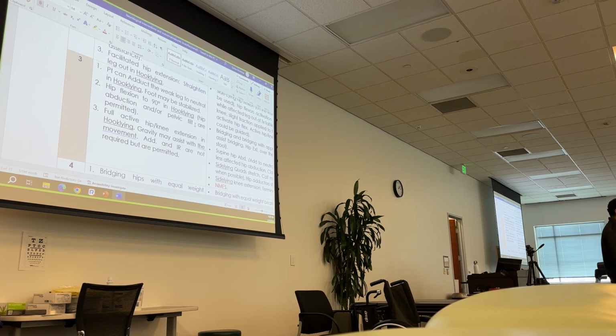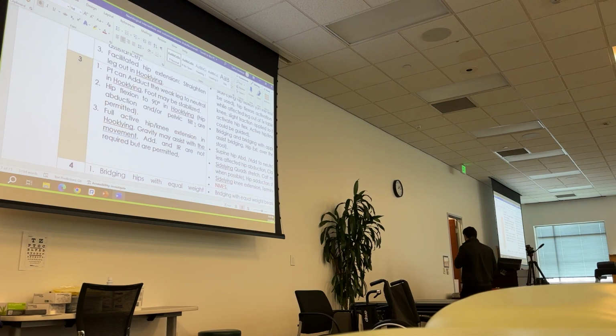That's stage 3. Stage 4, task 3, the patient can have full active hip knee extension in hook line. The gravity may assist. I'm good with that. Adduction and internal rotation can be permitted. Those are the symmetry components, right? So the patient now is moving within the symmetry. You remember the title? Voluntary control, or the patient is able to move within the center. So this is the third task.